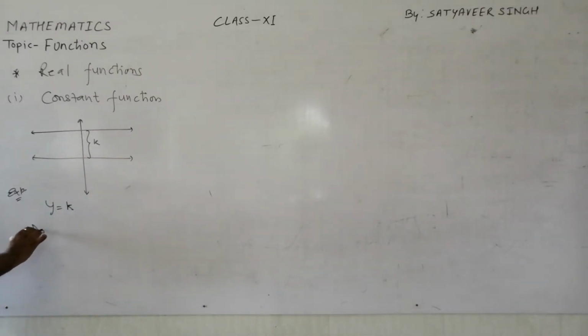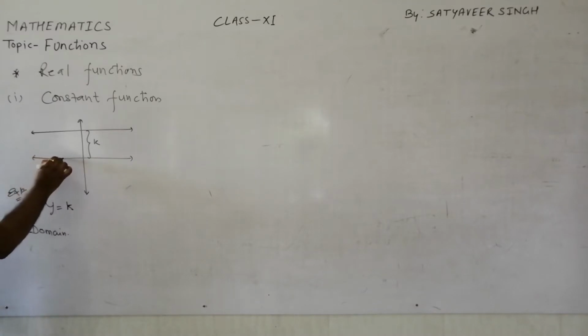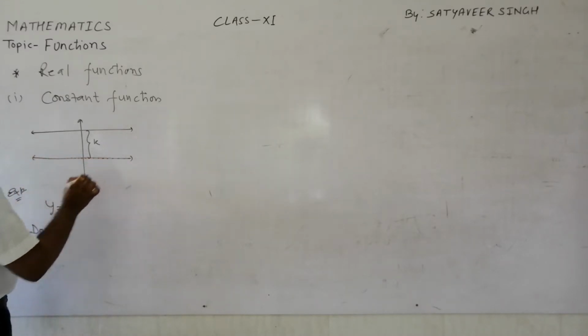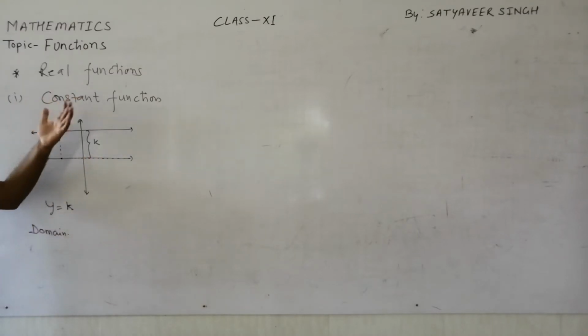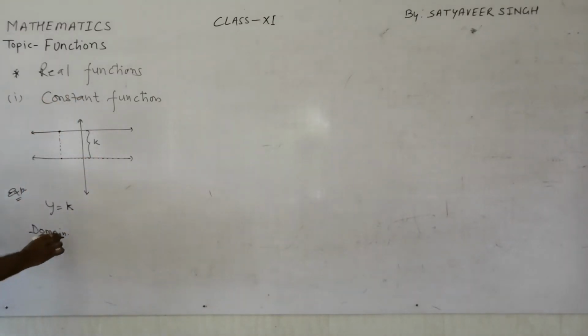What is the domain of this? See student, with the help of the graph you can understand. Domain is basically the values of the real numbers on the x-axis. If you pick any real value from the x-axis, this function has one image. Suppose I have taken this particular value, and if you drop the perpendicular, then obviously I have one image. So for each real value you have an image. That means the domain of the function is the real numbers.